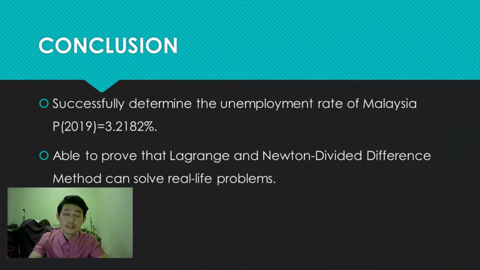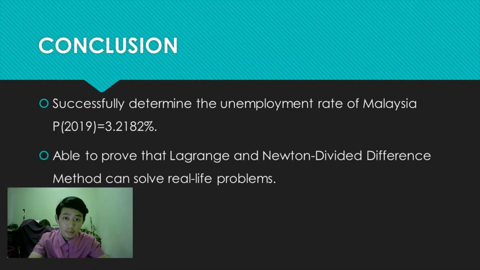Hello again. The last one is the conclusion part. We can say that we achieved the objectives, because as we mentioned earlier, our purpose was to identify the unemployment rate of citizens in Malaysia. In this result, we successfully determined the unemployment rate of Malaysia in 2019, which is 3.2182%. The methods we used to obtain the result are manual calculation and simulation. For manual calculation, we use the Lagrange interpolation method and the Newton divided difference method. To run the simulation, we use Maple software.